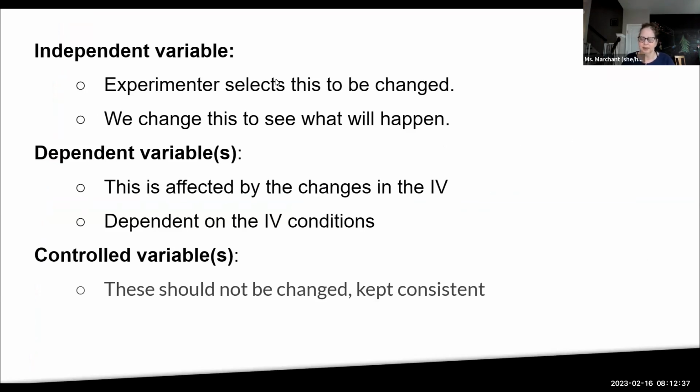Okay, so the one that you typically see in biology class is the one with the plant. If I change the amount of water, will the plant grow more or less? And so if I change the amount of water, that is my independent variable. Then it's affected by something. Then the height is the dependent variable. Okay, and then the controlled variables, which sometimes you just call the controls, those are the things that should not be changed in the experiment, and they should be kept consistent the whole time.